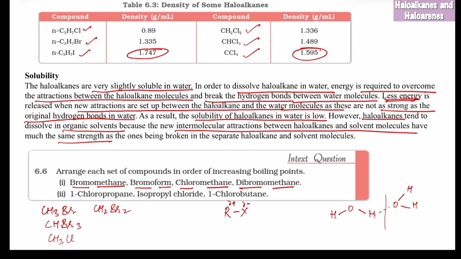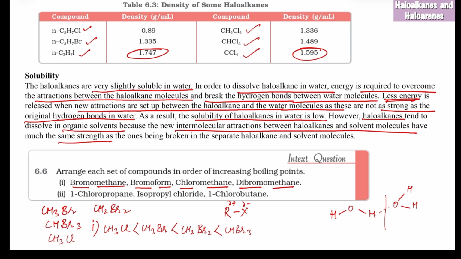Now, the minimum boiling point will be of chloromethane, and then next is the boiling point of bromomethane. Then the boiling point of dibromomethane will be higher than bromomethane, and the boiling point of bromoform, that is CHBr3, is the highest. This is the answer to the first question.